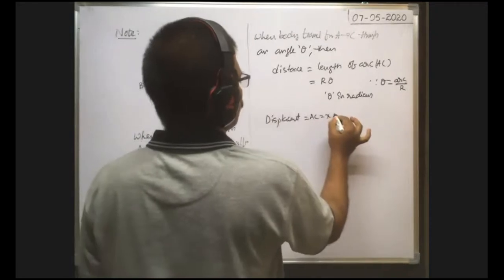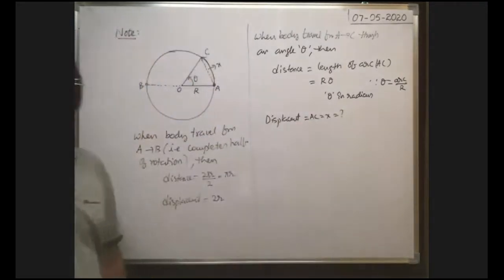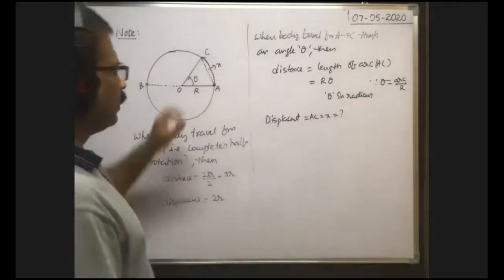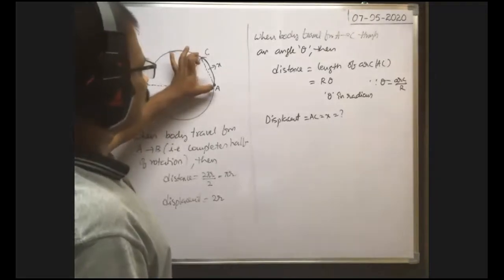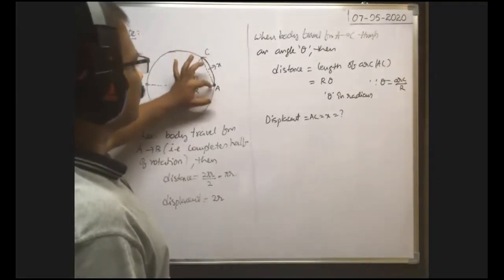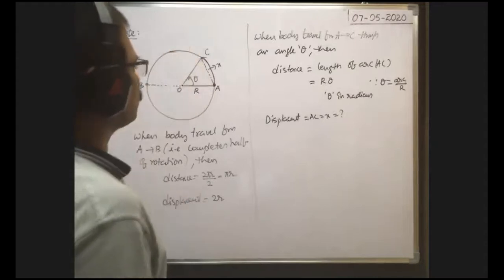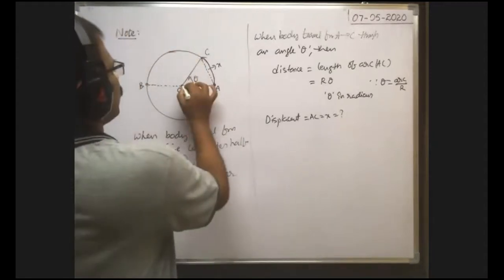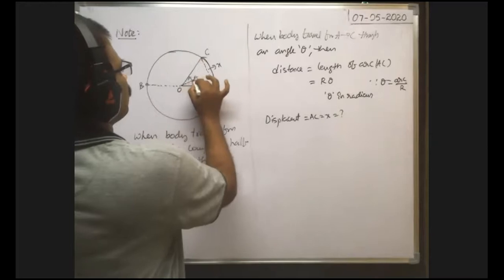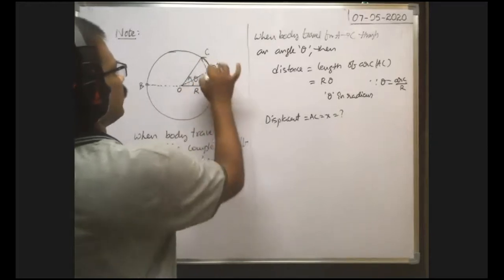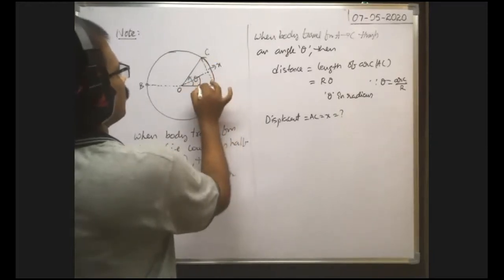So displacement is equal to how much? Here we have to find the shortest distance between A and C, that means the length of the straight line between A and C. For that, from the center of the circle, you draw an angular bisector onto this straight line path. Then this angle becomes theta by 2, no?